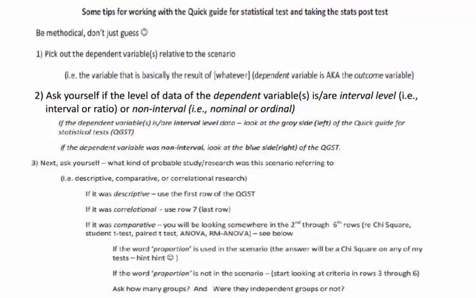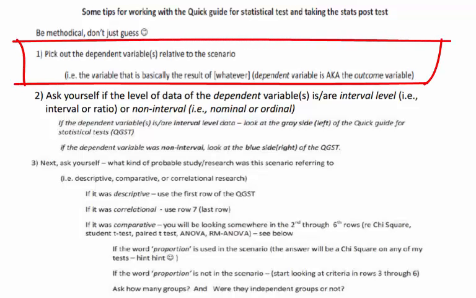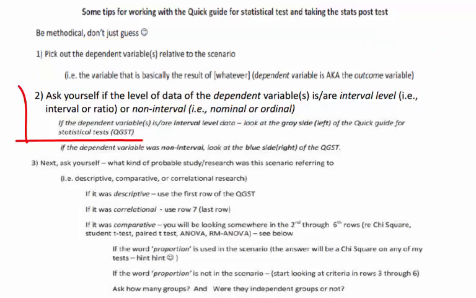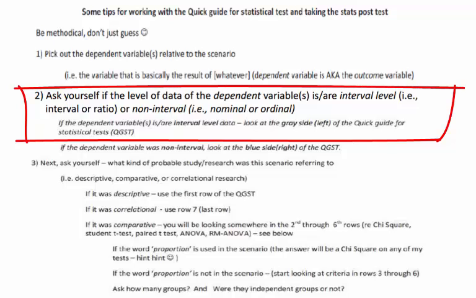So the first thing you want to do, given a scenario, is pick out the dependent variable. The dependent variable, remember, is also known as the outcome variable. That's the one that we need to know so that we can choose a statistical test. The dependent variable. Then next you ask yourself, what is the level of data of that dependent variable? Is it interval or non-interval?